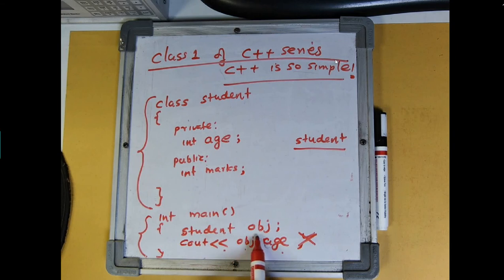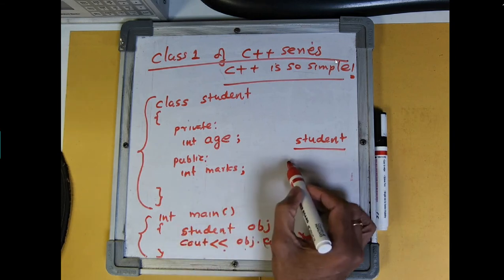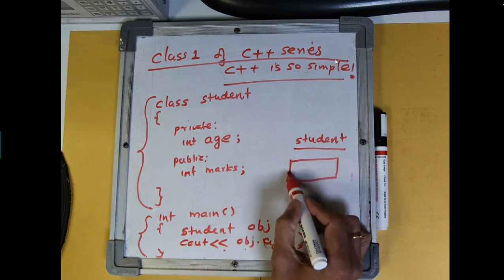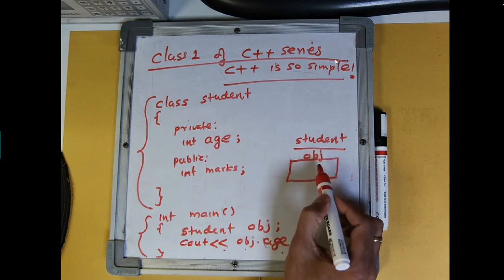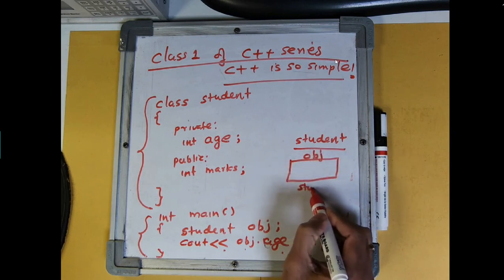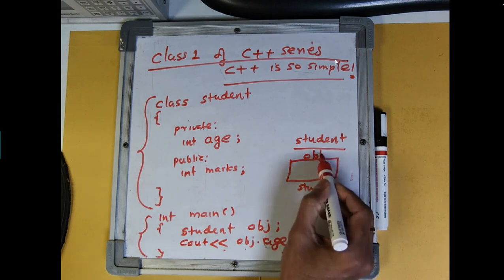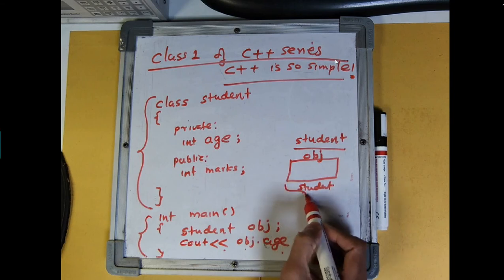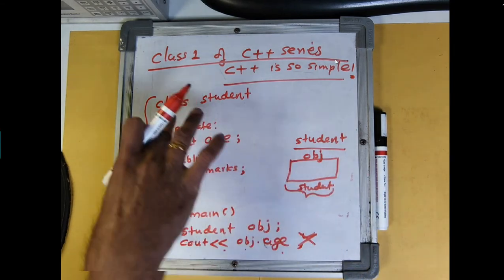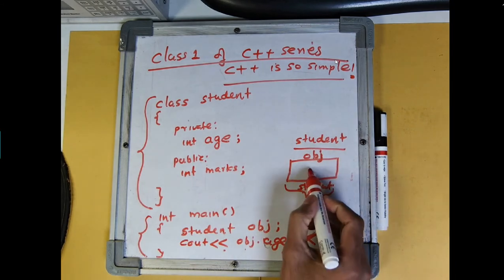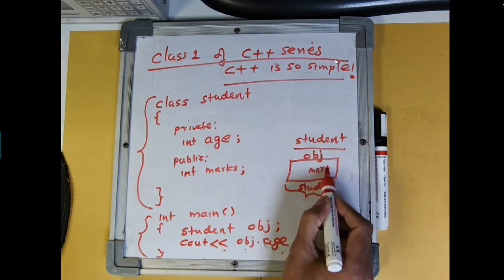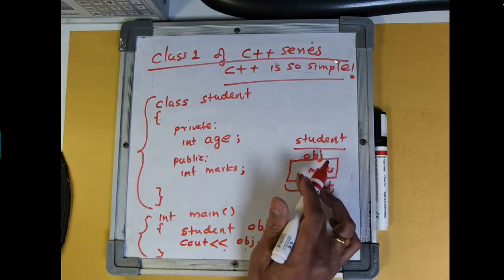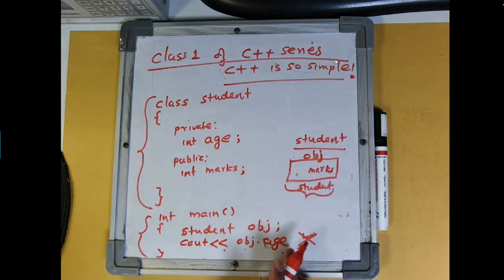So whenever you create an object obj, what you are doing is creating a memory location of the type student, the object name is obj, and it contains the information of the object. So the marks information will be here, and the age information is also here. The marks information is public, which you are bringing outside. So this is how you do it.